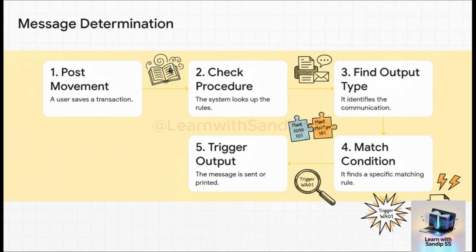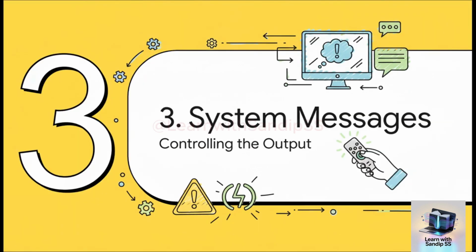Check it out. A user posts a goods movement. Instantly, the system flips open its rulebook. It asks, okay, what am I supposed to do here? Print a slip, send an email? Then it hunts for the exact condition that matches the data. Aha, it's for plant 1000 and it's movement type 101, found it. And bam, the output is triggered. The printer starts humming or the email gets sent. It's that fast. So let's get practical.